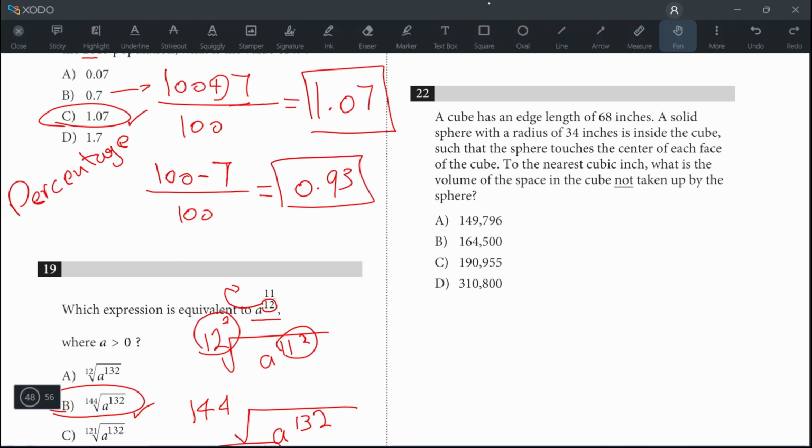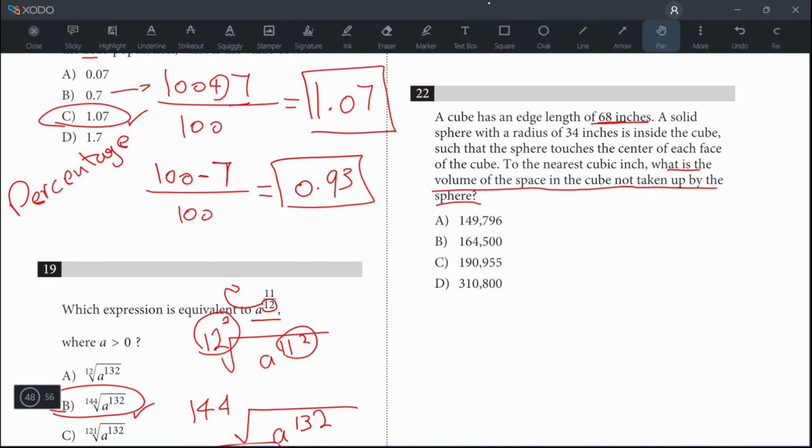Now, what about question number 22? A cube has an edge length of 68 inches. A solid sphere with a radius of 34 inches is inside the cube, such that the sphere touches the center of each face of the cube. To the nearest cubic inch, what is the volume of the space in the cube not taken by the sphere?